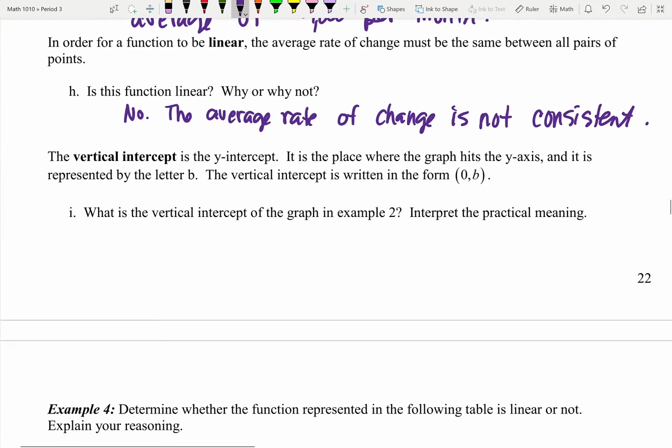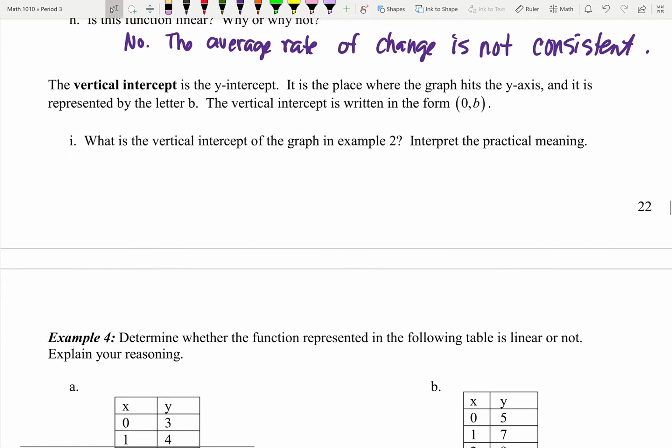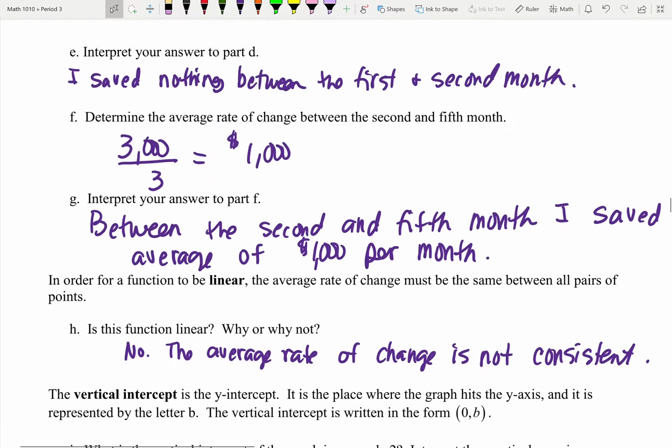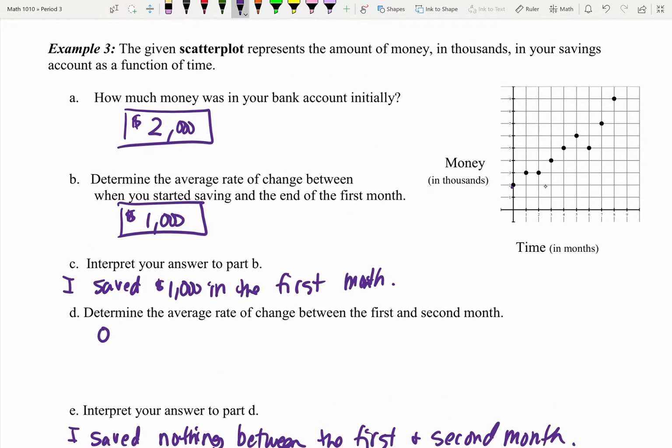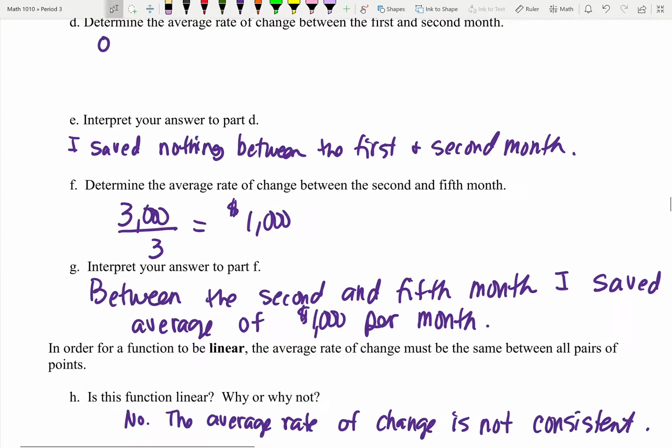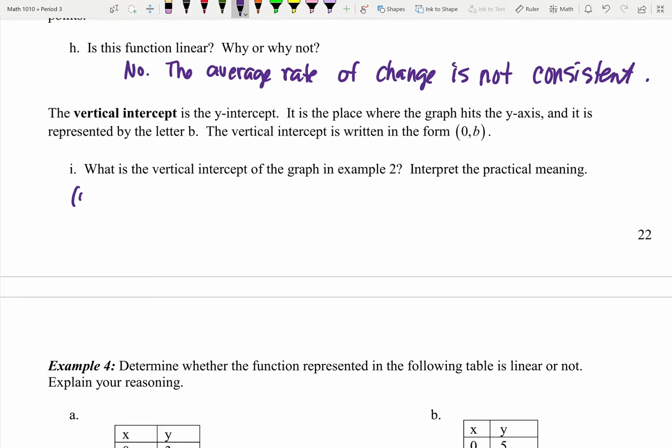Okay, question that I. Vertical intercept is the y-intercept. It's the place it hits the y-axis. We talked about this during our little activity. Look right here. What's your vertical intercept? It's right there. Vertical is here. Okay, so you have to write that as an ordered pair. It is (0, 2). What does that mean? We already talked about this. I had $2,000, and you could just say initially, or I initially had $2,000. I started with that much.